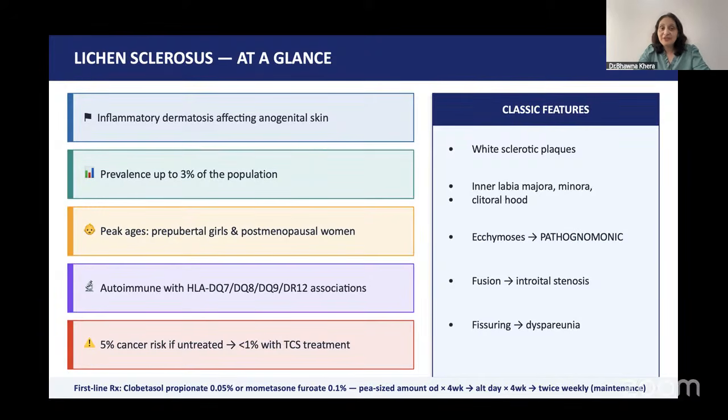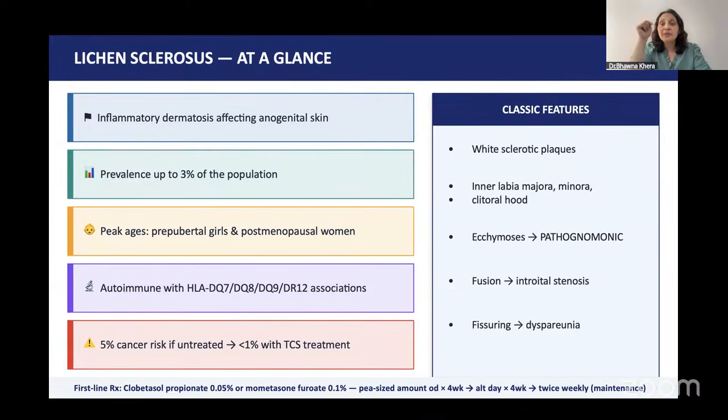I still remember we have to finish the TOG article in 10 minutes, right? So, classic features. What are the pathological features? Very important for the Part 1 students. White sclerotic plaques, and the inner labia majora, minora, clitoral hood, anything can be affected. Ecchymosis: usually, when people look at red patches, they think about candida or other things and do not think about lichen in this case.